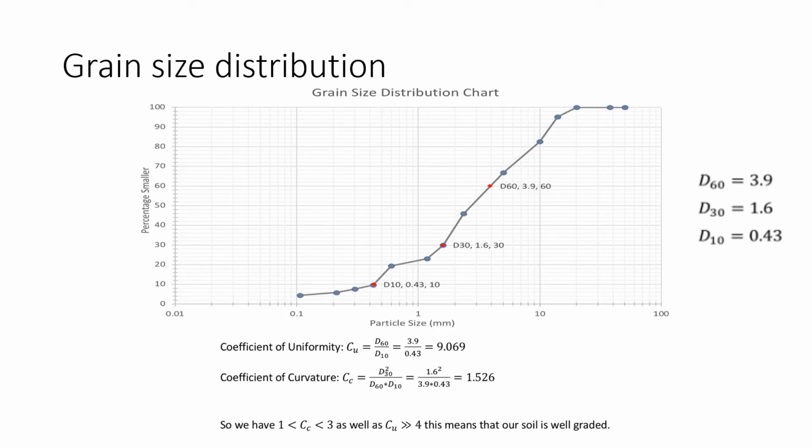The grain size distribution chart was used to determine the USCS classification for our soil. We determined it to be well-graded gravel with a coefficient of uniformity at 9.069 and a coefficient of curvature at 1.526. Research shows that well-graded gravel is a good soil to build on as it has a large bearing capacity, a small settlement, and is easy to compact.